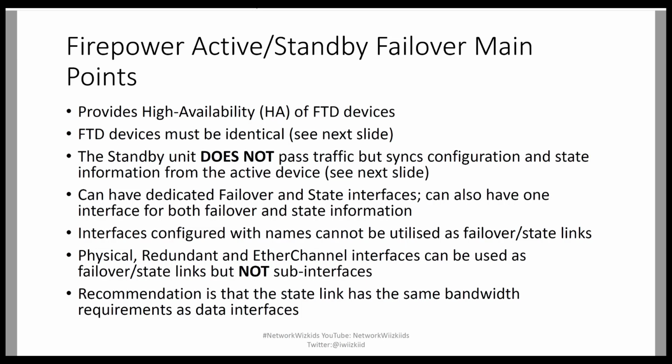The recommendation is that the state link has the same bandwidth as the data interfaces. This is so that if, for instance, the active FTD device, which is passing all the traffic, happens to fail, that information needs to be sent over and synchronized to the secondary device in order for it to take over. So it's recommended that you have the same amount of bandwidth as the data interfaces to accommodate this.